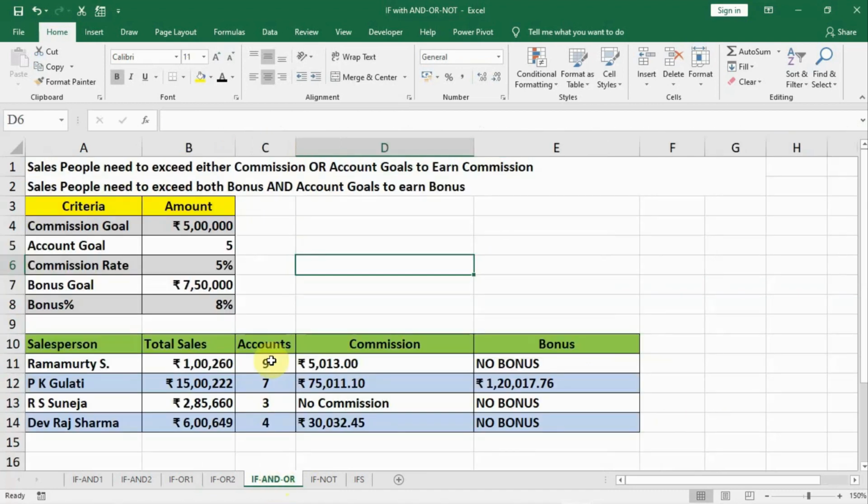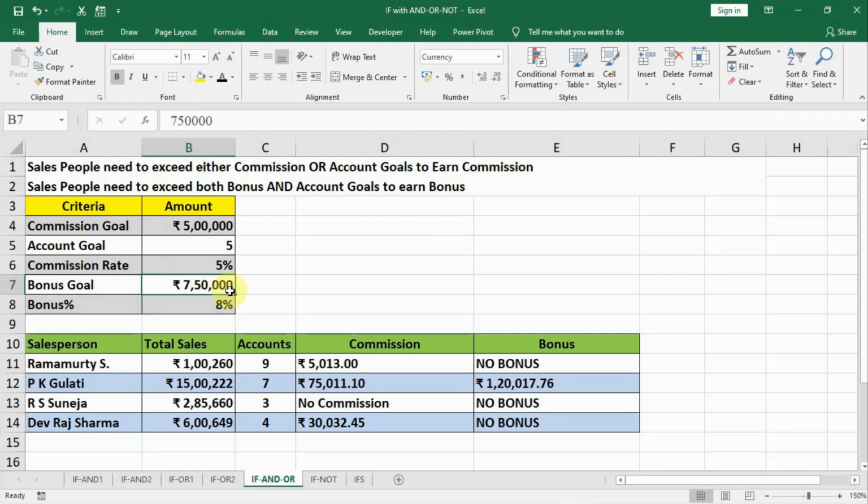Let us see another practical application. Again a commission example. Take it at another level. It says that the commission goal is 5 lakh, the accounts goal is 5, the rate is 5%, and there is a bonus also. Now the rule of the commission is that for the commission, either the sales goal or the accounts goal should be achieved, right? Then commission can be given. If any one is achieved, it can be given. But for bonus, both have to be achieved.